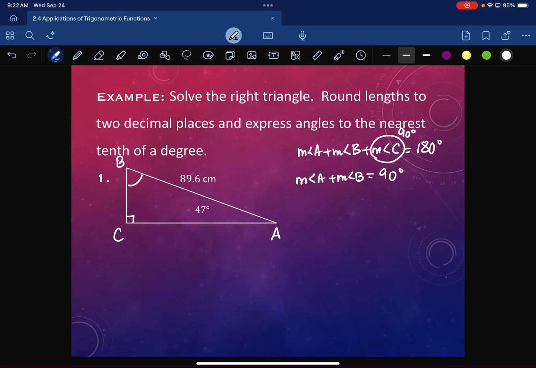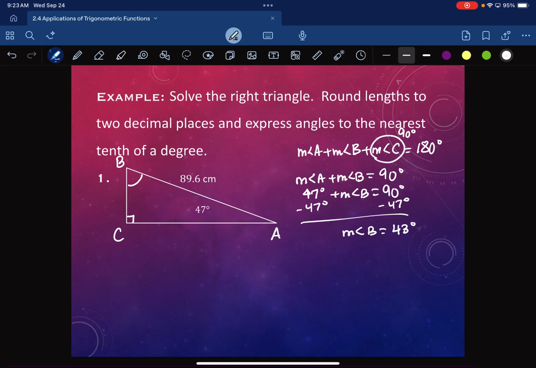And just like Cecilia pointed out for us, we've got 47 degrees on the angle A. And you don't have to write all these out. I'm just wanting to make sure everybody sees where it's coming from in case just the talking of it lost you a little bit. We're subtracting our 47, right? So the measure of angle B is going to be what?